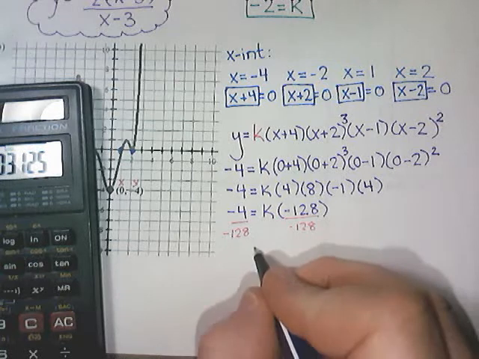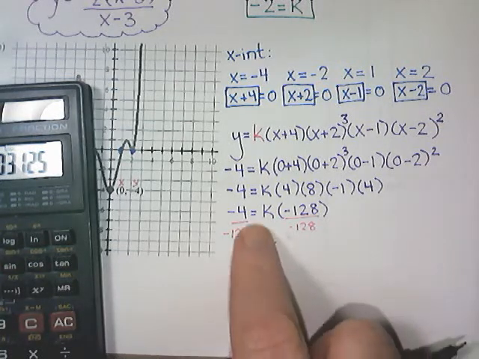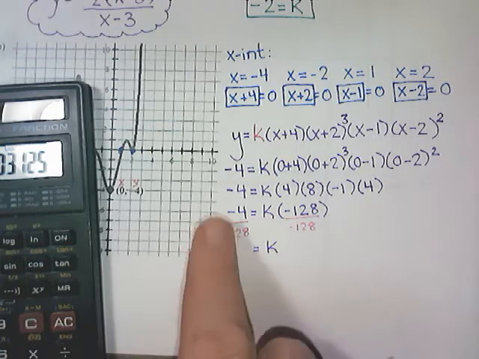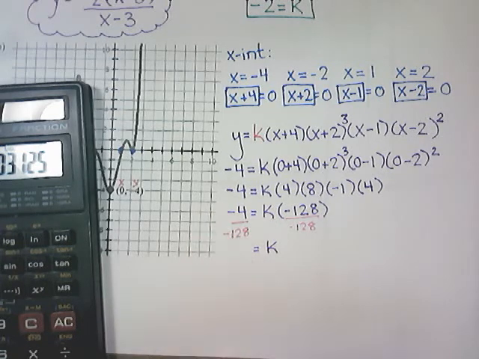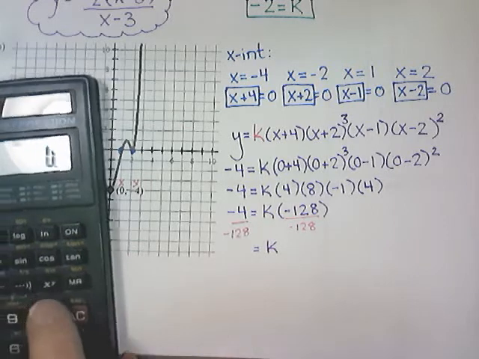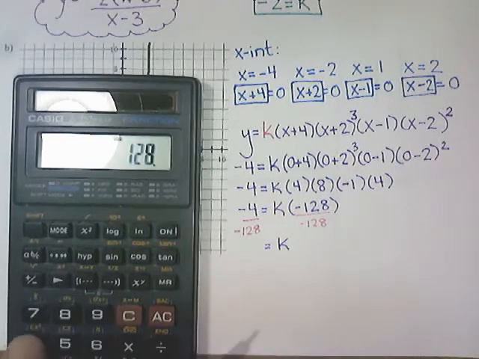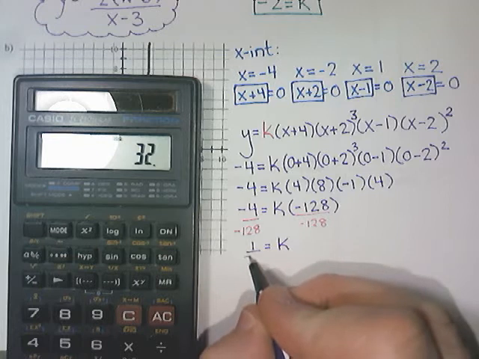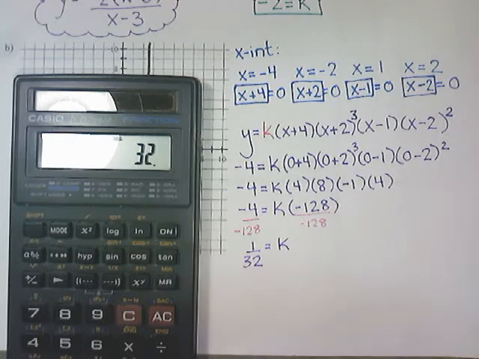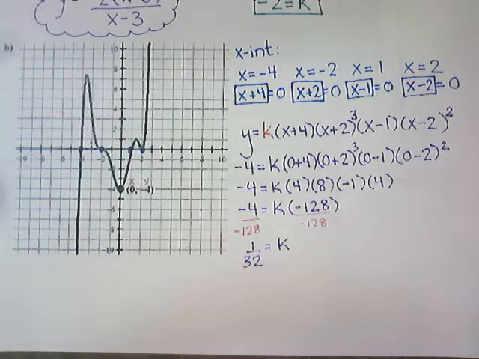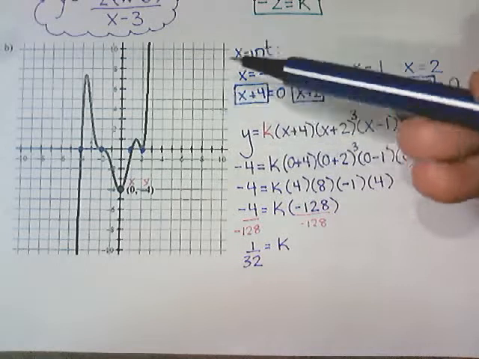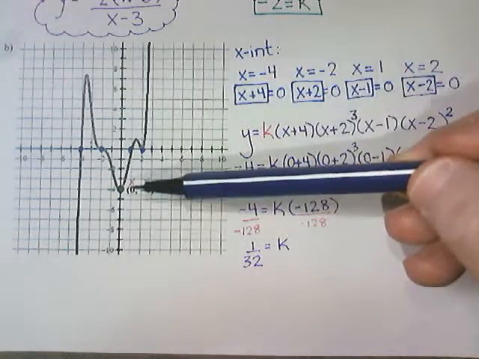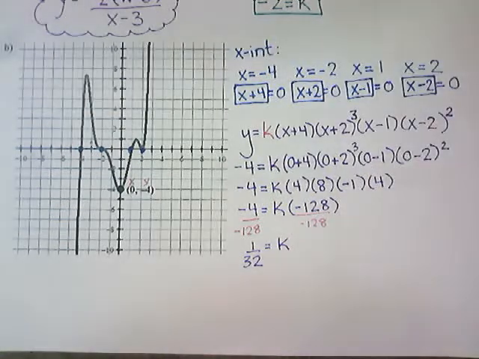So I'm wondering if 4 over 128 would reduce. I do know that a negative divided by a negative makes a positive, so my answer is going to be positive. I'm going to try dividing by 4. 128 divided by 4 is 32, and 4 divided by 4 is 1, so I believe this is going to be the fraction 1 over 32. So that means in front of this equation is the fraction 1 over 32. What that would do is compress my graph, so I used that number to squish down my critical points so that they weren't as high, because otherwise you wouldn't be able to see them on the graph.